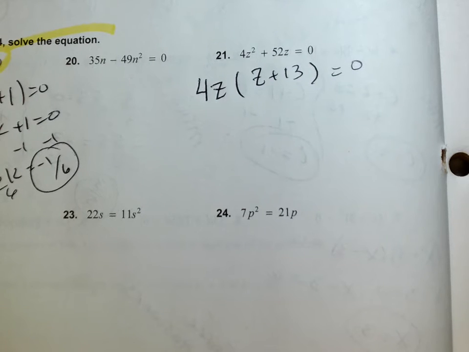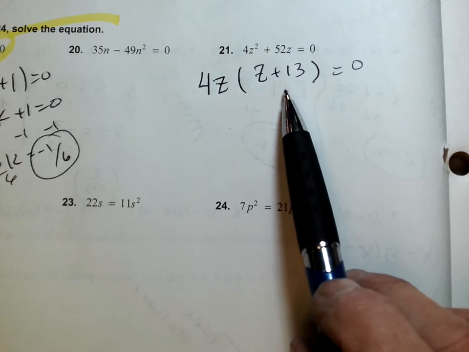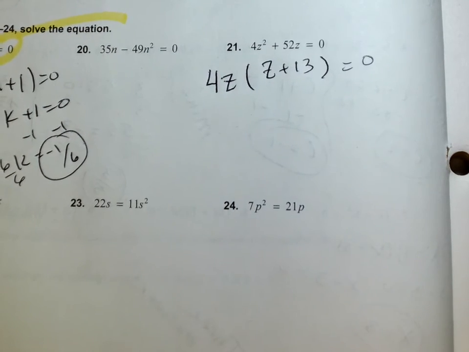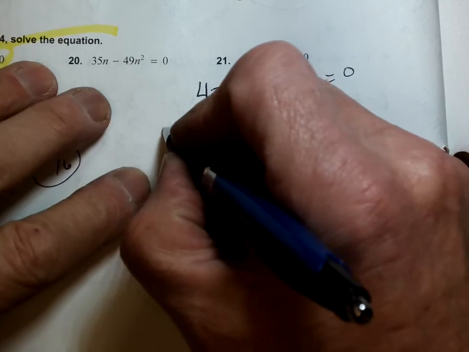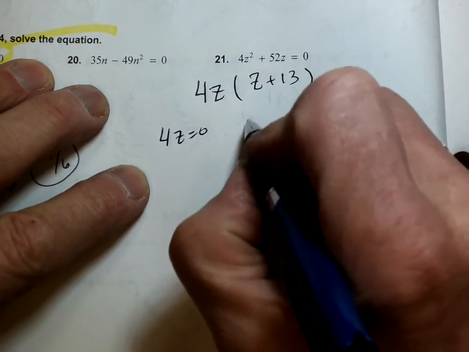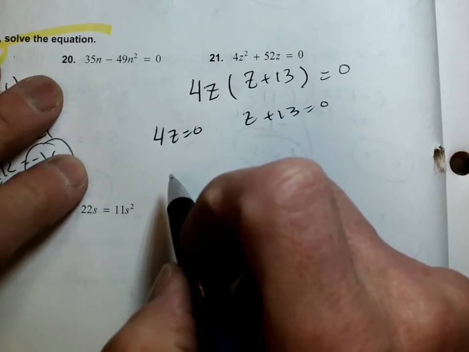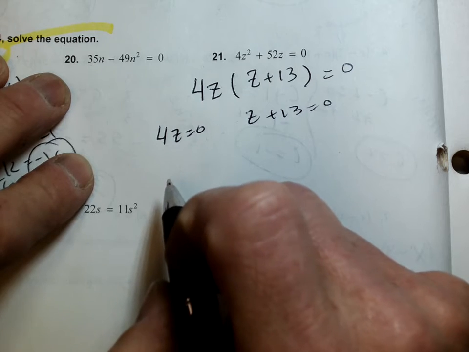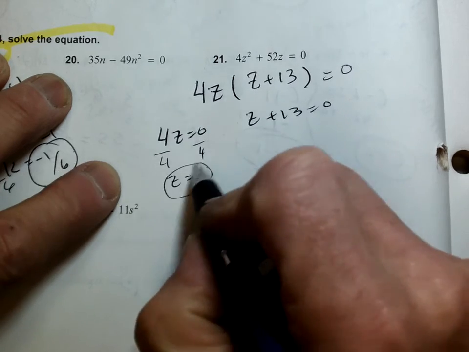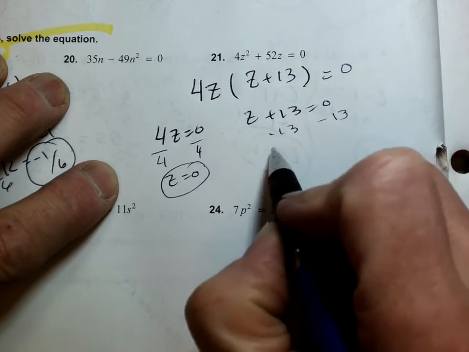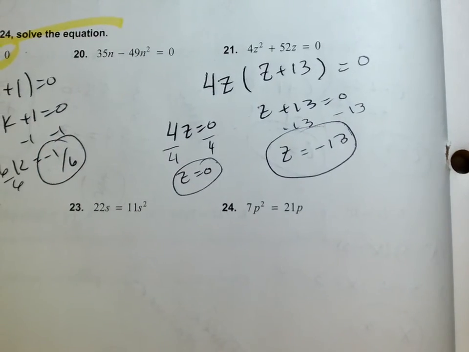How many kids don't need the mini equations and can solve in your head? You can see the negative 13. You guys agree with negative 13 and 0? But let's do the mini equations anyway, because some of you will skip this next step because you can do it in your head. So 4z equals 0 and z plus 13 equals 0. We got our mini equations. We solve, divide by 4, z equals 0, minus 13, z equals negative 13. How's that?